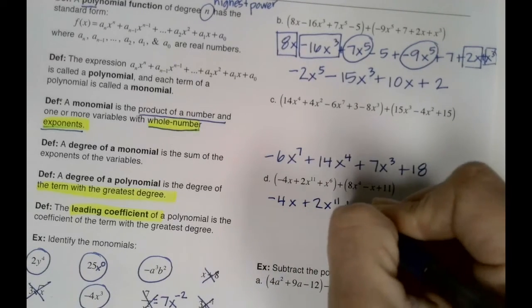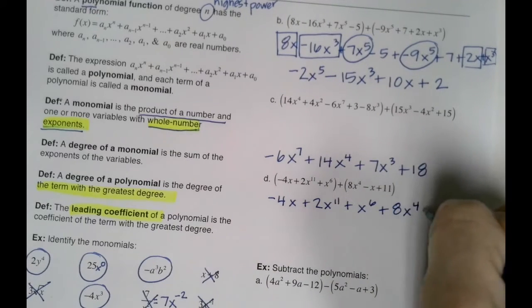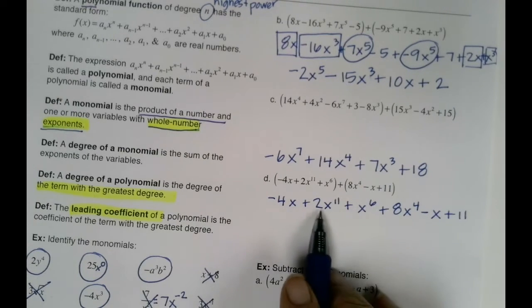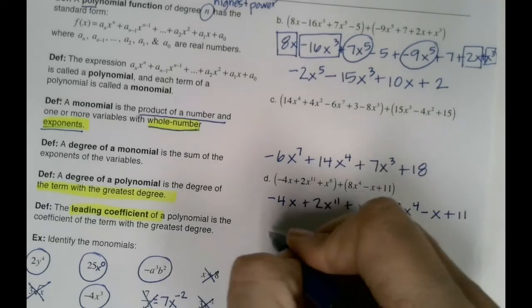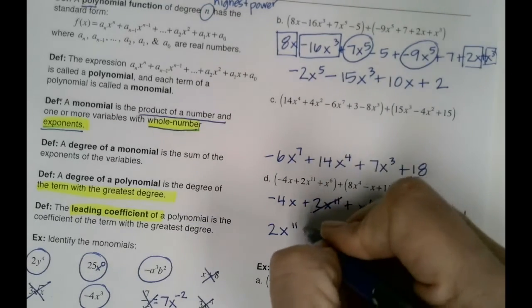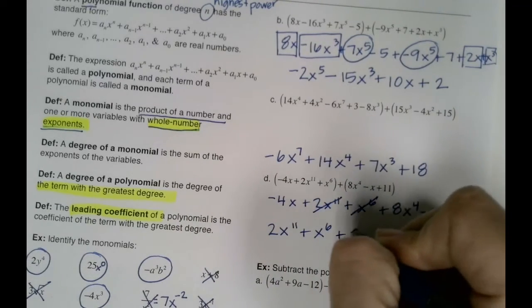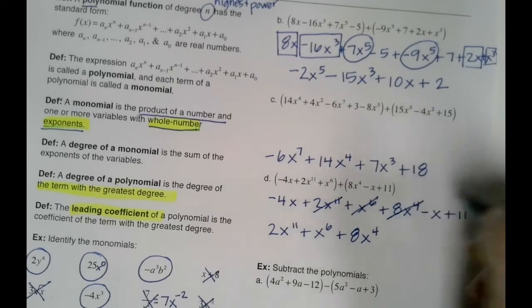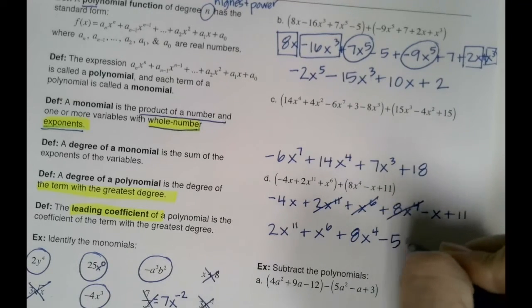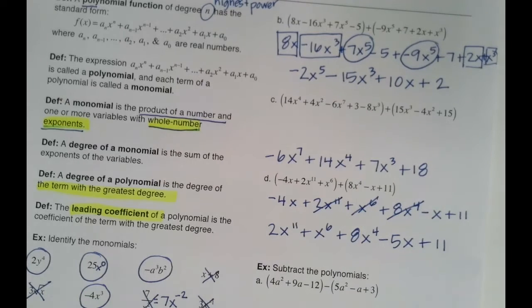So as you go through this problem, you feel like you might be doing something wrong because you have 2x to the 11th and nothing else is to the 11th power, so you just get to copy that one. Then you go to the next highest power, which is x to the 6th. You just get to copy that one. This one, you get 8x to the 4th. You just get to copy that one. But then we're down to this x, so you have to be careful because you can't just copy all of them. So I get negative 5x and then plus 11. Okay? So that's that one right there.